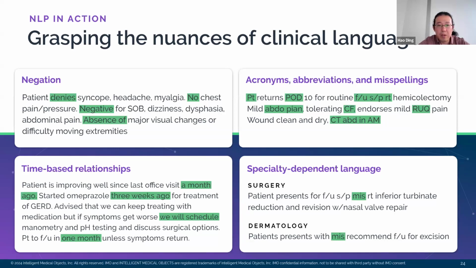Clinical documents often have ambiguities as well, and more precisely, specialty-dependent language. Each medical specialty has its own lexicon. A term in dermatology may have different implications in surgery, and understanding the context within each specialty is crucial for accurate information extraction. Overall, grasping the nuance of clinical language by our NLP at IMO allows a deep understanding of the context and subtleties and ensures that the correct information is captured and mapped to the most specific medical codes.